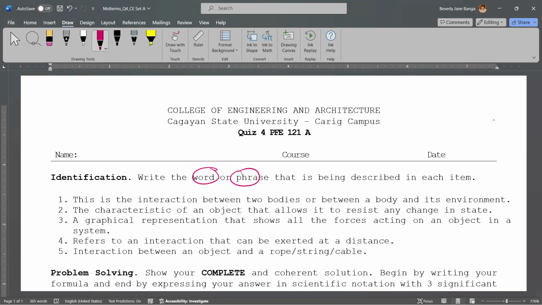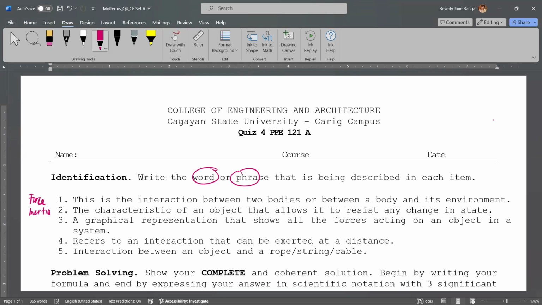So dito sabi niya, this is the interaction between two bodies or between a body and its environment. So this one's very easy. This is simply your force. And then for number 2, characteristic of an object that allows it to resist any change in state. So this is inertia, the ability, di ba? The ability of an object to resist any change in state.